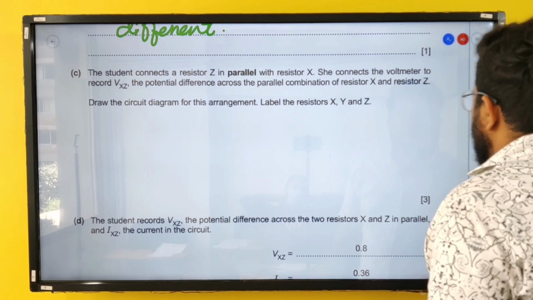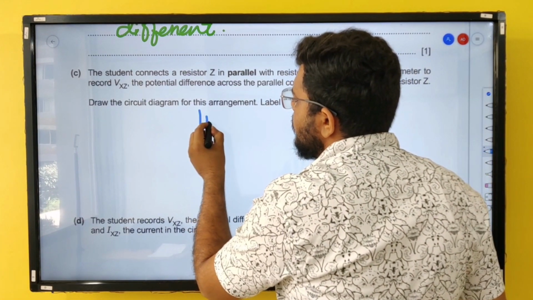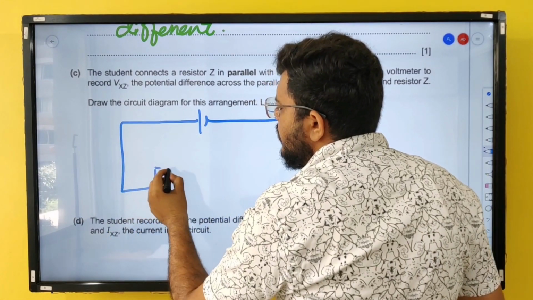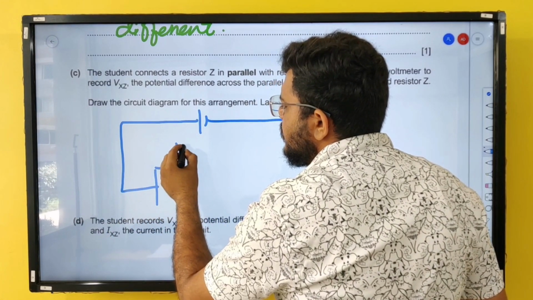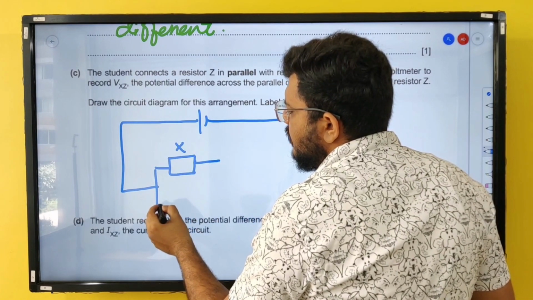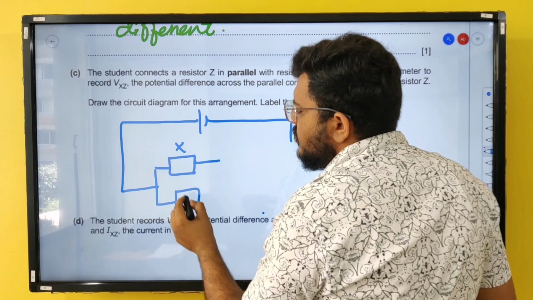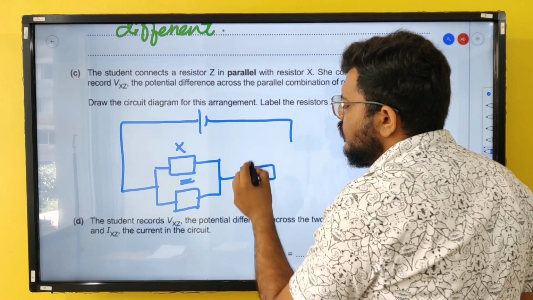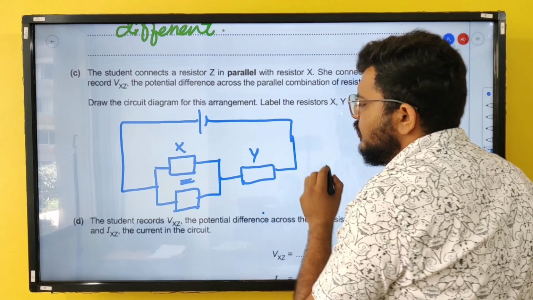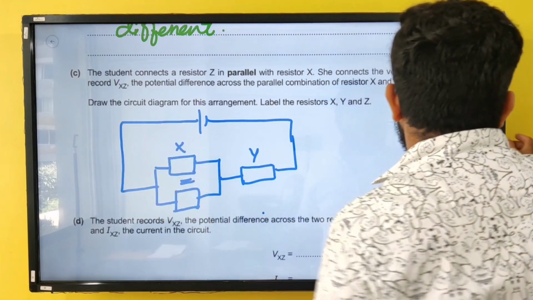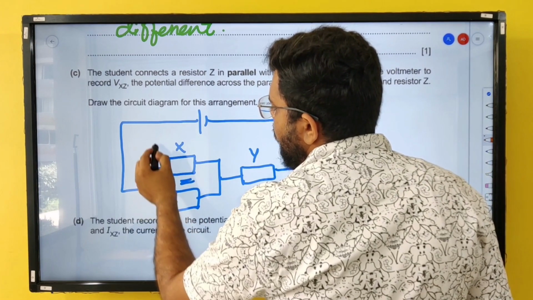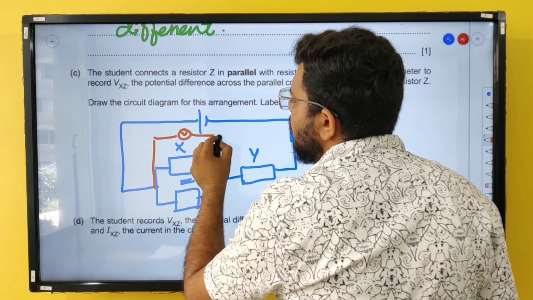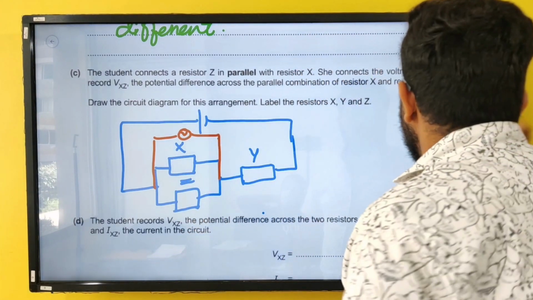So what are we doing there? Again, the same thing is happening. There is a power supply, right? And then there is a resistor which is X, right? Then they are adding the resistor Z here, right? And then resistor Y was already present in parallel, correct? They are measuring voltage across both of these. So I will add a voltmeter in parallel, write V here, correct? So this is our arrangement.